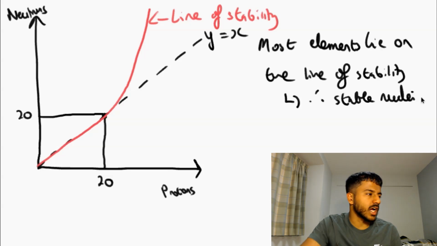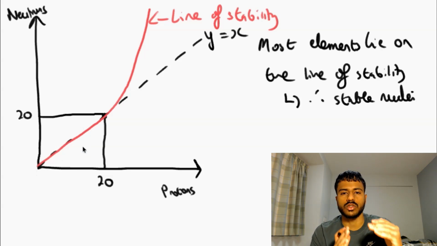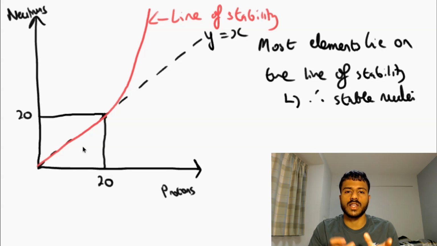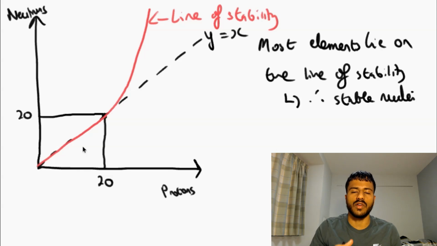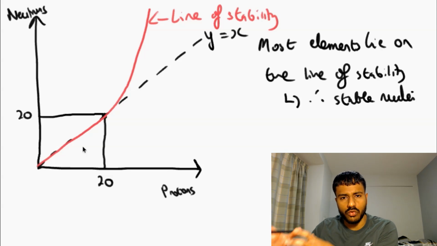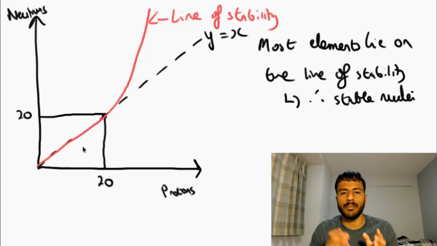Now you can see here that this line of stability follows the y equals x line up until 20 neutrons and 20 protons, and then it sort of curves upwards. And this means that for smaller nuclei, or nuclei with less than or equal to 20 protons, they are stable when the number of protons is equal to the number of neutrons. However, larger nuclei, which have a proton number greater than 20, are more stable when there are more neutrons than there are protons. And if you remember back to your particle physics chapter, this is because there needs to be a balance between the strong force and the electromagnetic force.